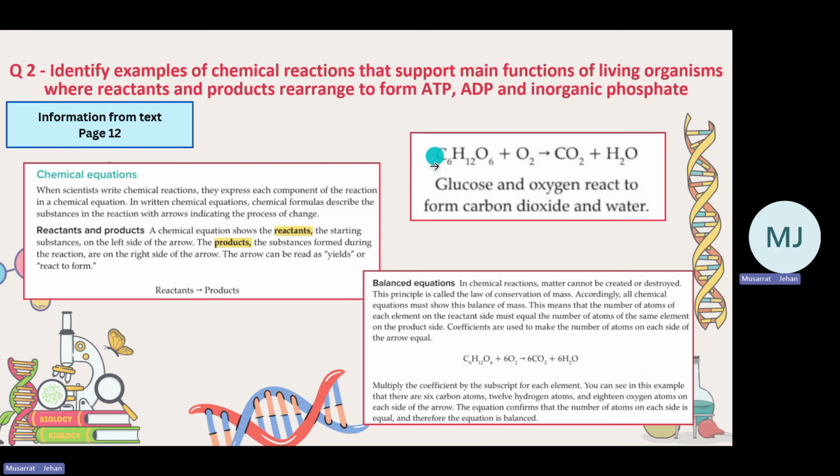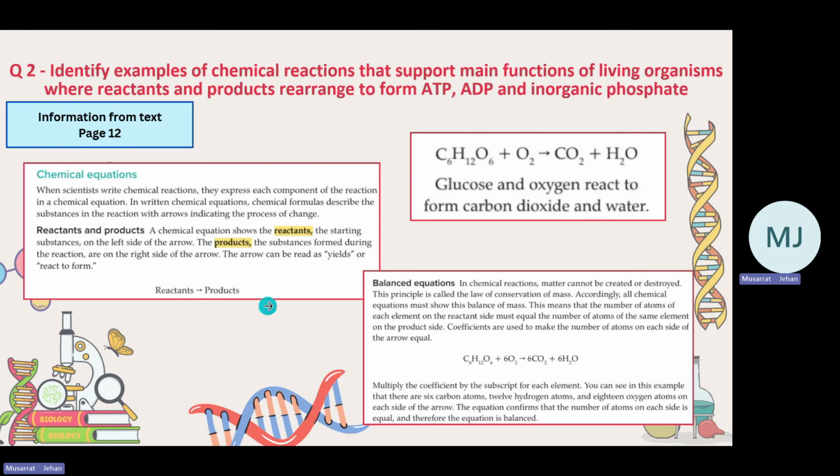Reactants are the starting substances, and products are the substances that are being formed. Arrow means produces, yields, reacts to form. So here, glucose and oxygen are the reactants, and carbon dioxide and water are the products. So glucose and oxygen are reacting to form carbon dioxide and water.